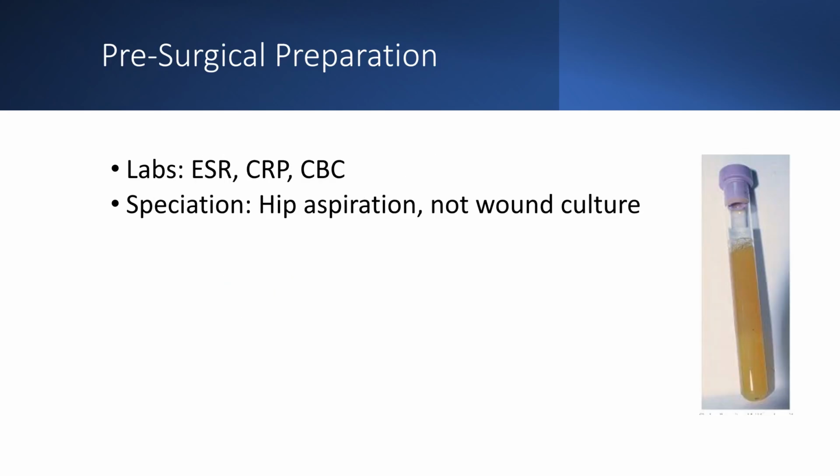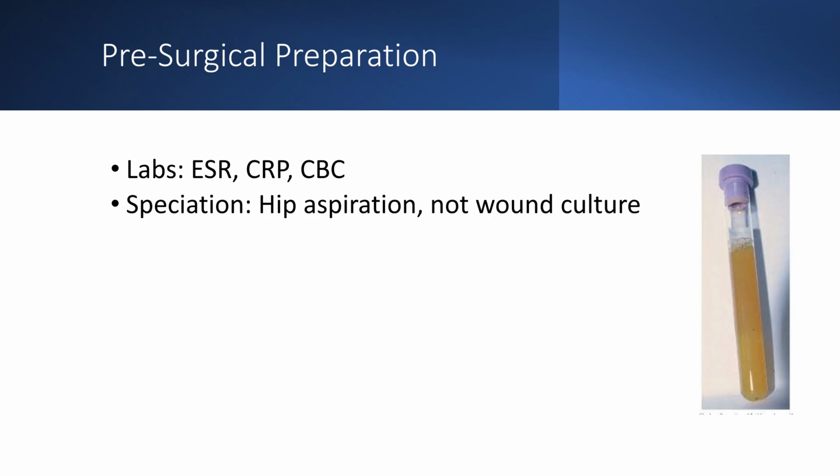Once it's been decided that a patient is a candidate for a two-stage exchange, there is some pre-surgical preparation. And it's basically obtaining blood samples and a sample of the hip fluid. We like to get blood samples, specifically a sed rate, a CRP, C-reactive protein, and a CBC, so that we can establish a baseline. We expect these values to be high in the setting of an infection, but we expect to follow these values and for them to decrease as the infection is cleared.